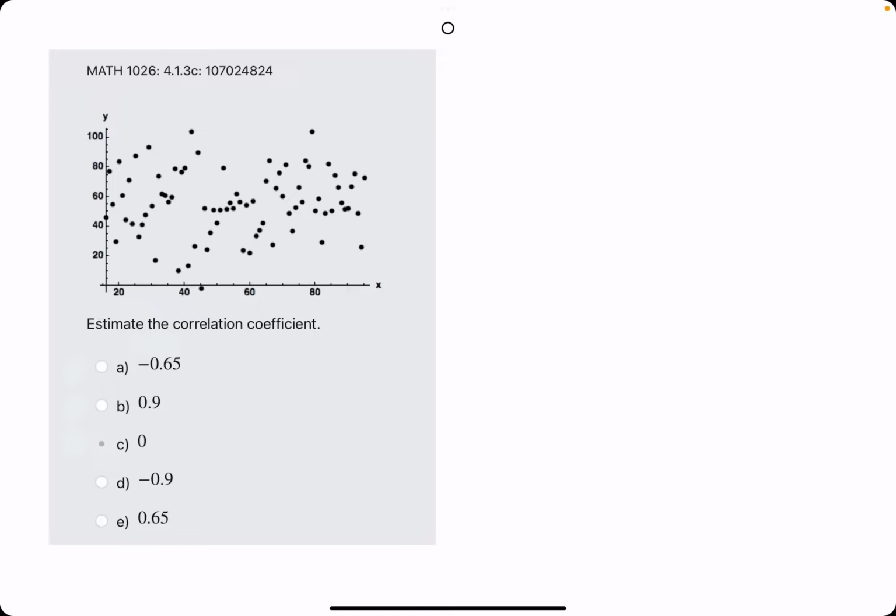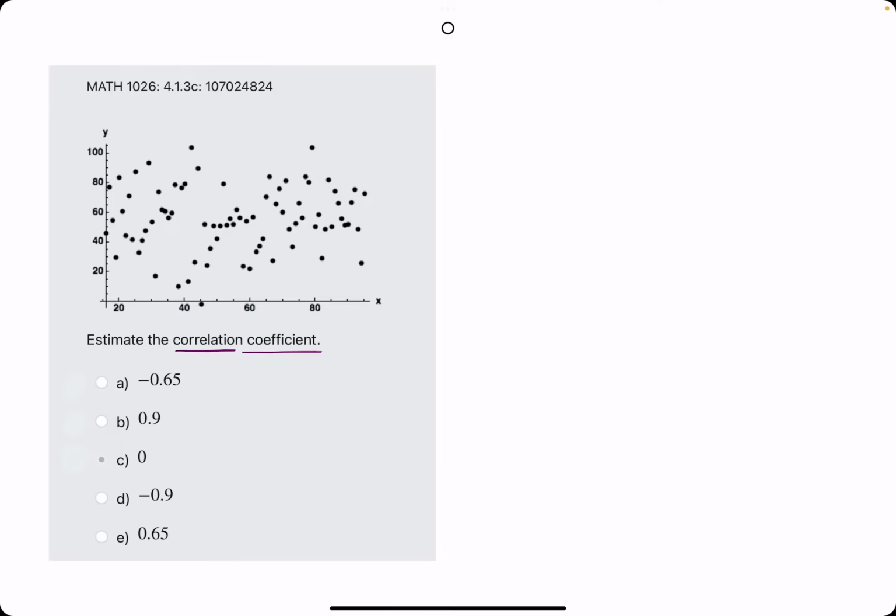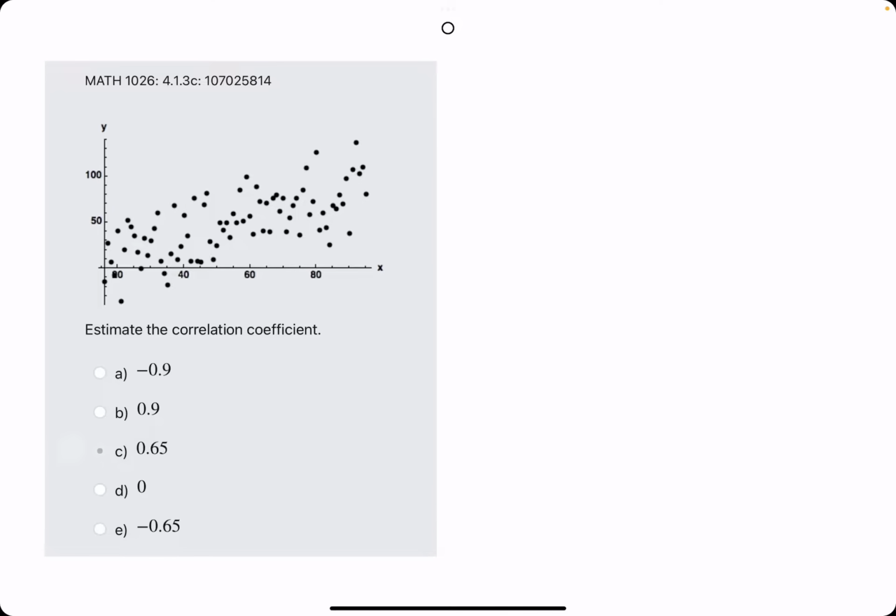Alrighty, so in this case, we're still talking correlation, and now we're talking correlation coefficients. The idea is if the points are scattered about like this, totally random, no relationship, no correlation between x and y, the correlation coefficient will be 0. Let's find more useful examples.